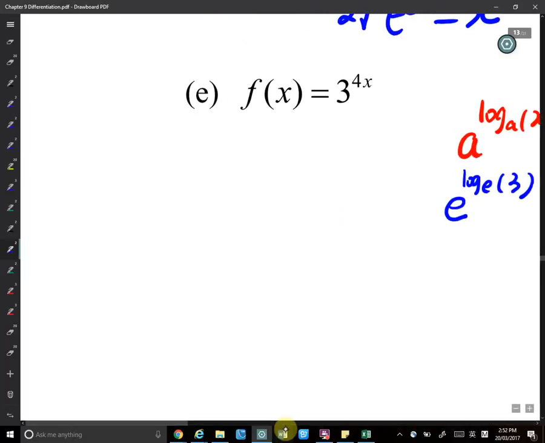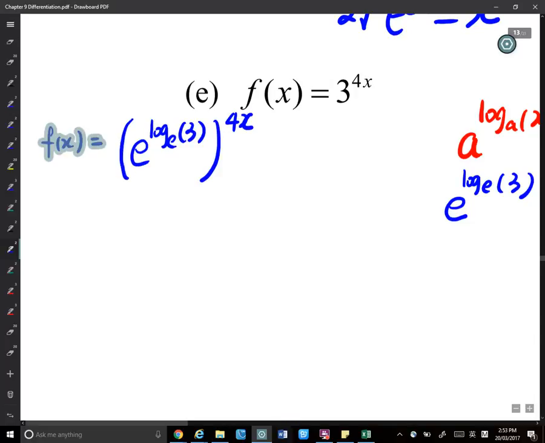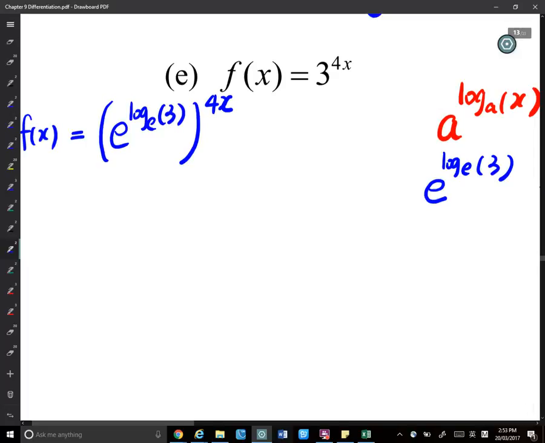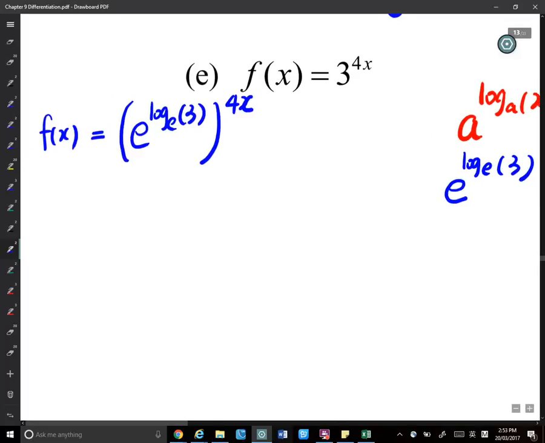So that can simplify this. 3 is e to the power of log_e 3. So you still have the 3 here, and then the whole thing will be to the power of 4x.